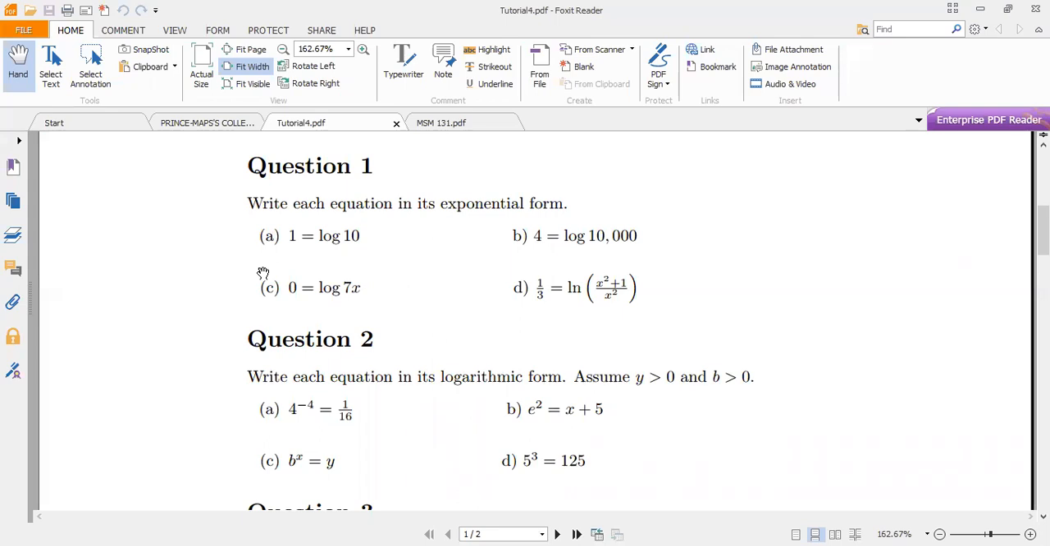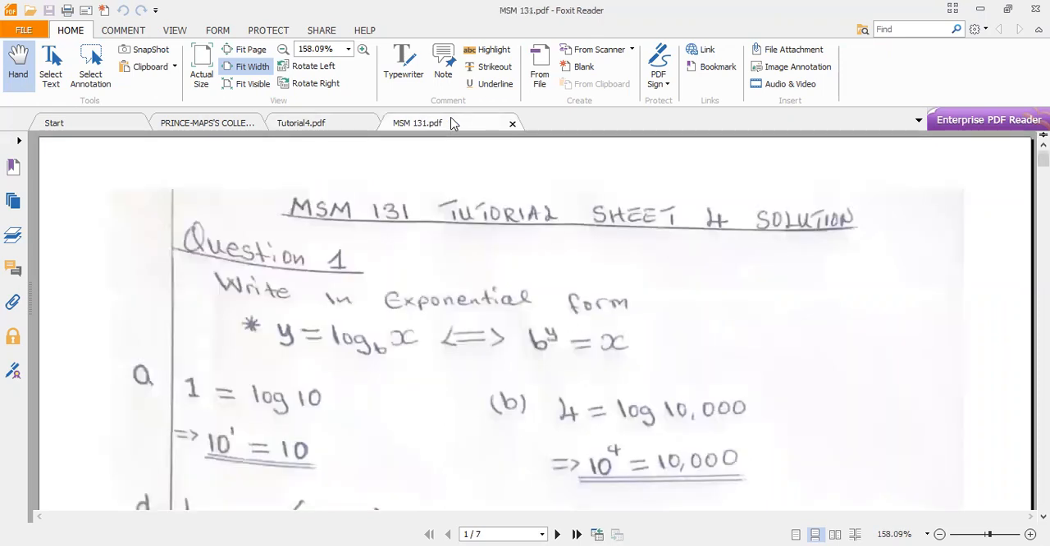It's about logarithms. So we'll see how best we can work with logarithms. The first question is somehow straightforward: write each equation in its exponential form.